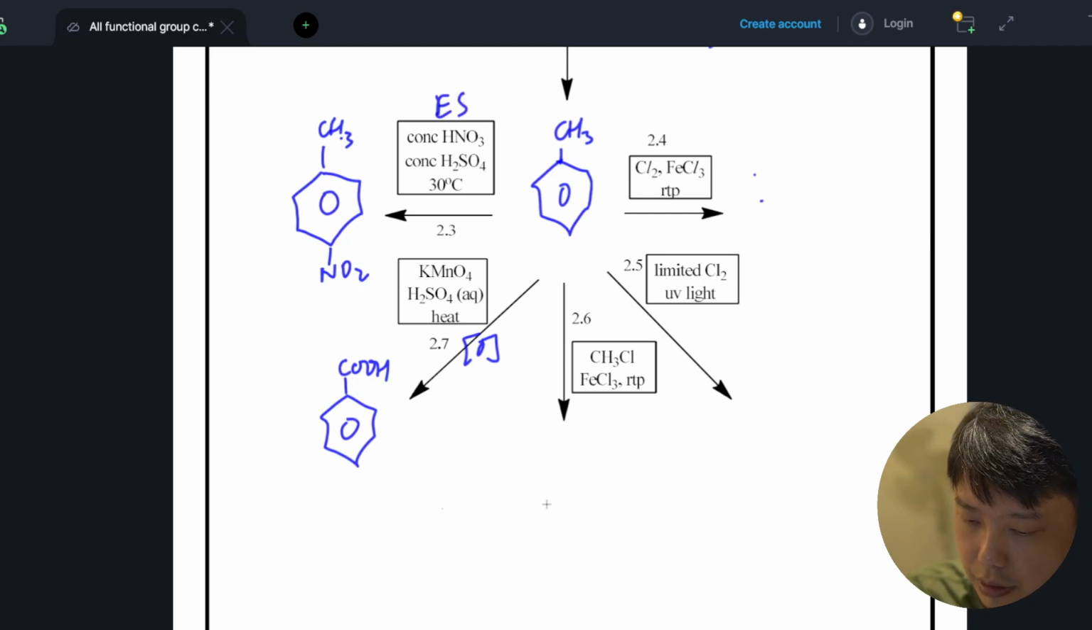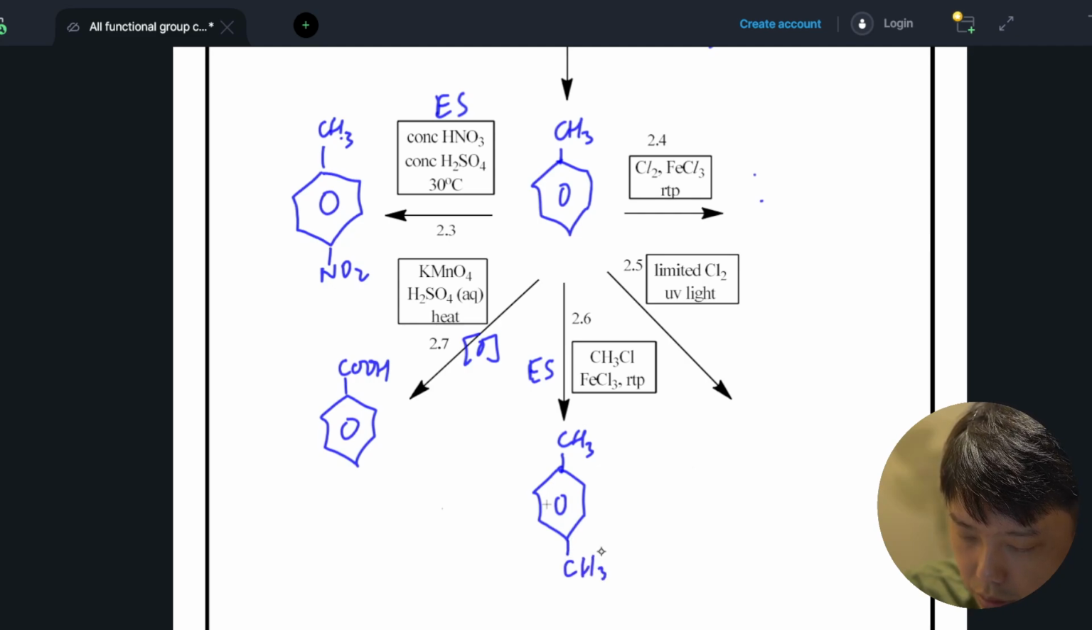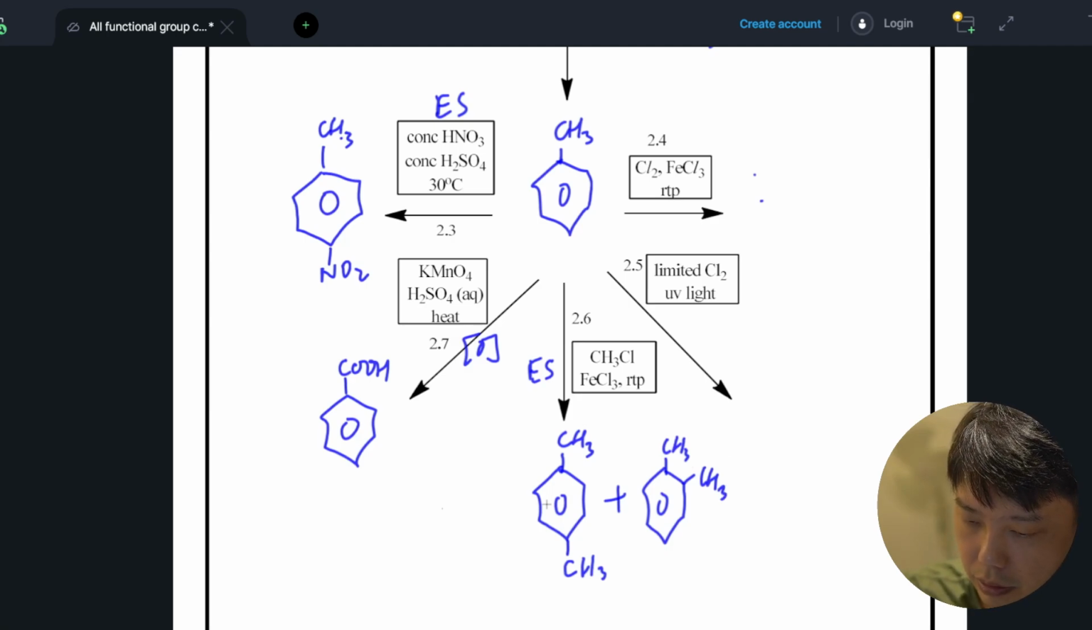This time round, it is 2,4 substitution. You can have the methyl group either on the second or the 4th position. Okay, so limited chlorine with UV light. This is your free radical substitution.